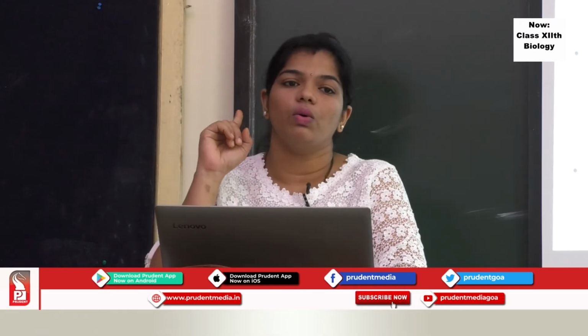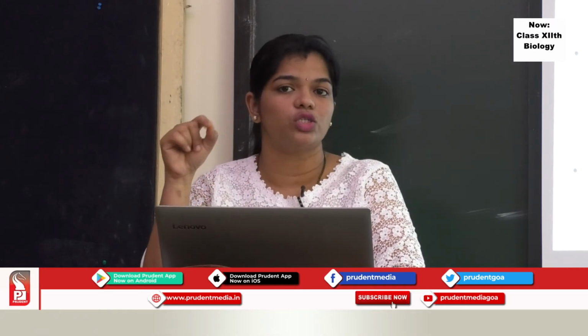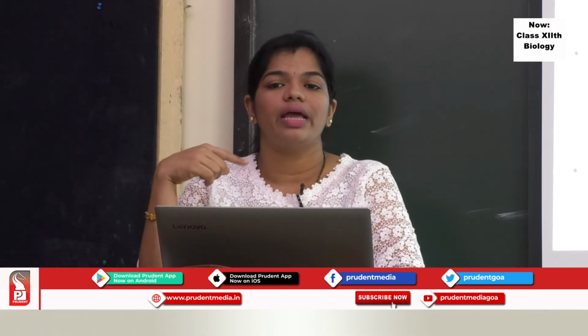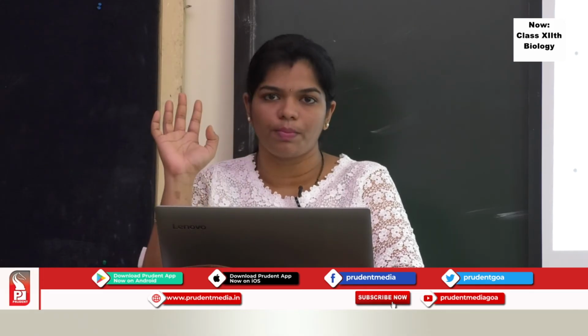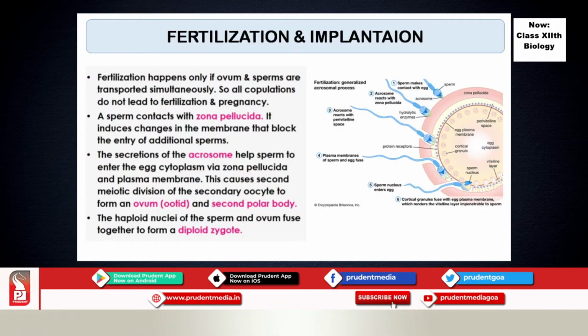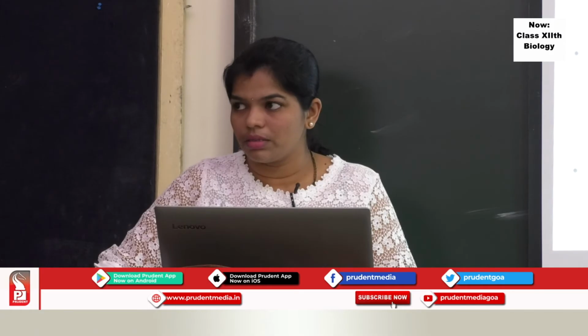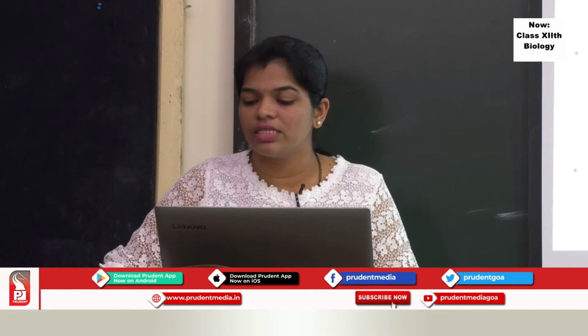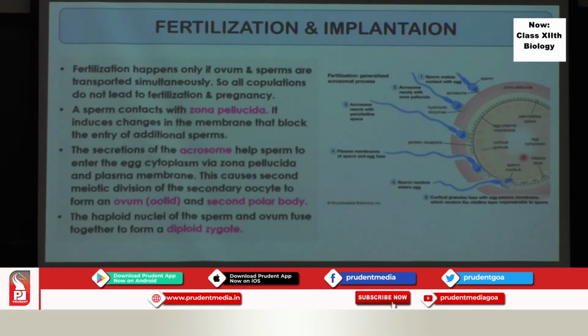Now once a sperm starts reacting with the zona pellucida and enters, it so happens that the entry of other sperms is not possible, okay. So the membrane blocks the entry of additional sperms once the first sperm comes into contact with the zona pellucida. Fine. Then after this stage, the plasma membrane of the sperm and the egg fuse. So the membrane of the sperm and the egg will fuse here, and the sperm will release its nucleus inside the egg, okay.